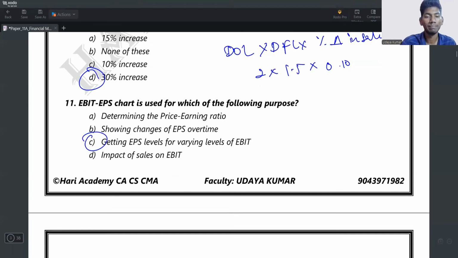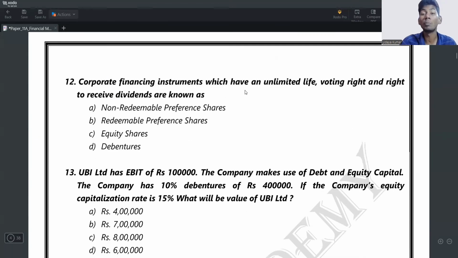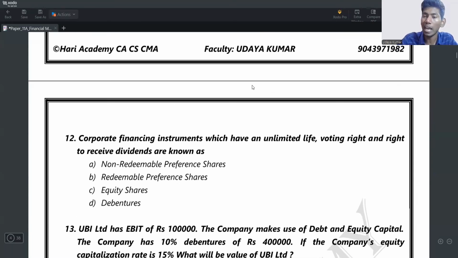Question number 12. Corporate financing instruments which have an unlimited life, voting right, and right to receive dividends are known as corporate financing instruments again. It's quite easy. This is one of the simplest questions, I would say. So corporate financing instruments which have an unlimited life, voting right, and right to receive dividends are known as what?